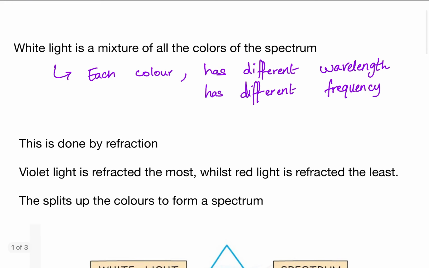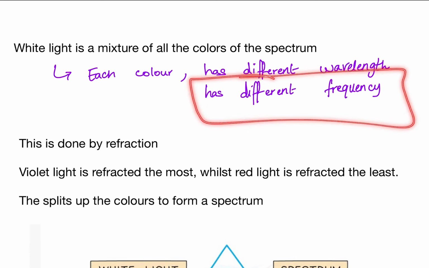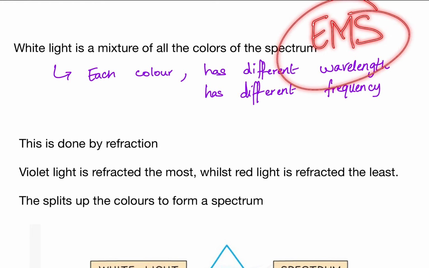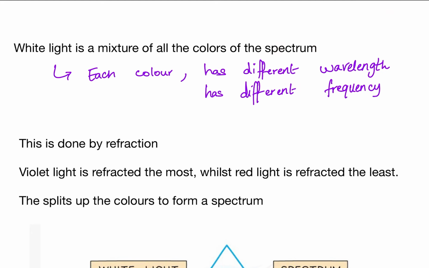Each color has a different wavelength and a different frequency, which makes up a very narrow part of the electromagnetic spectrum. I won't write the whole word electromagnetic spectrum. I will just write the short form of it, which is EMS.